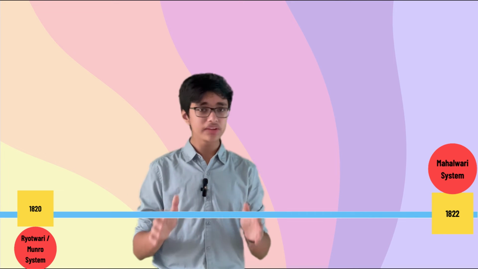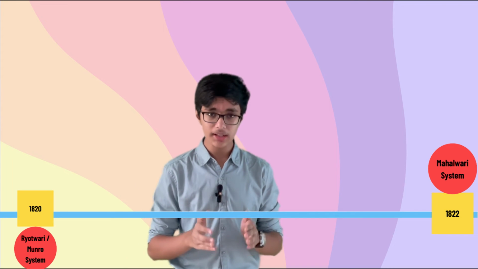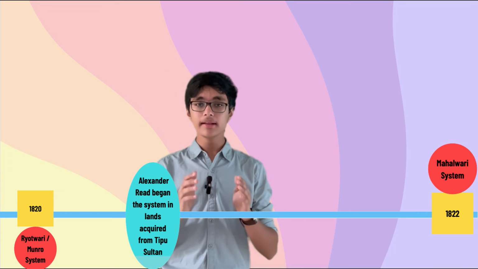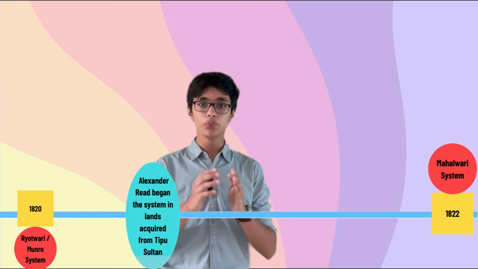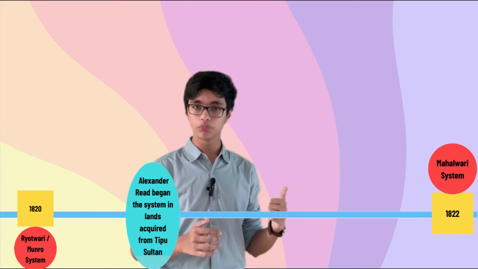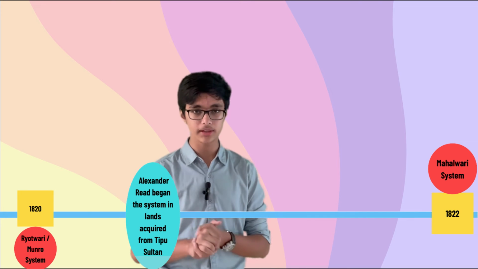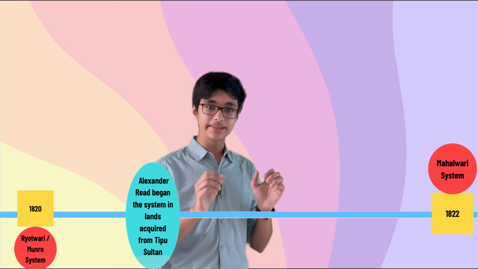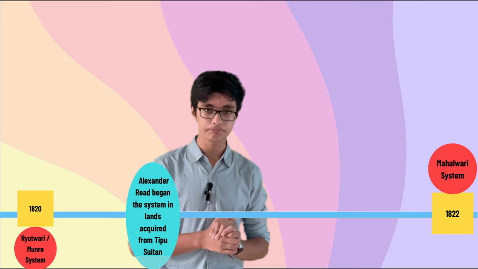So, a little bit of history about how this was introduced. In 1820, a man by the name of Captain Alexander Read began the system. He used the system in different places which were acquired from Tipu Sultan. As we saw in the previous chapter, when Tipu Sultan was defeated, the land was taken away from him and was given to the East India Company. Captain Alexander Read used these lands to experiment with this new system called the Rayatwari system.